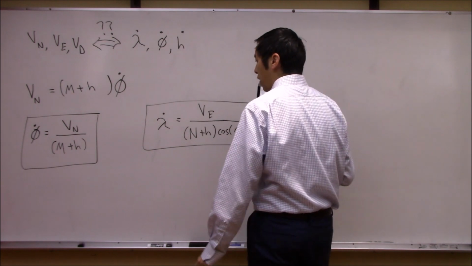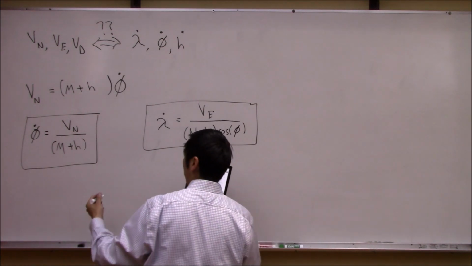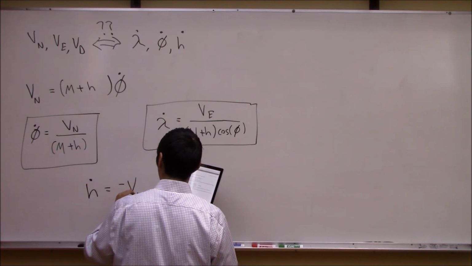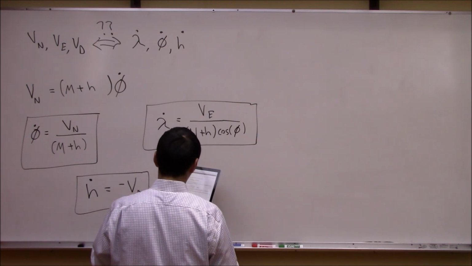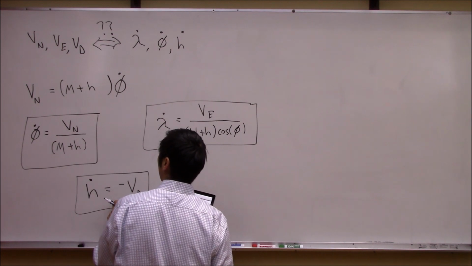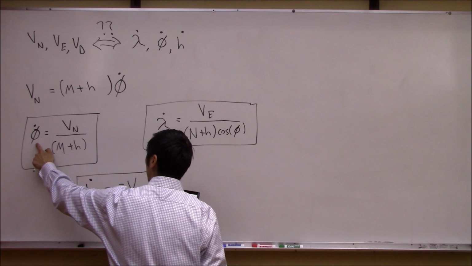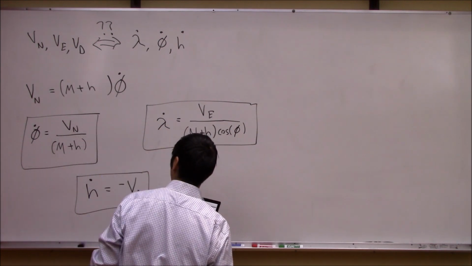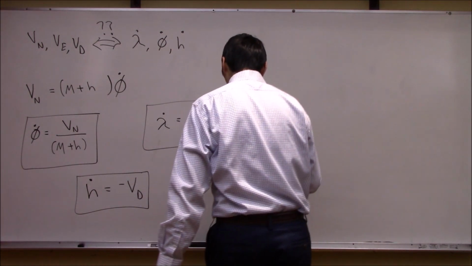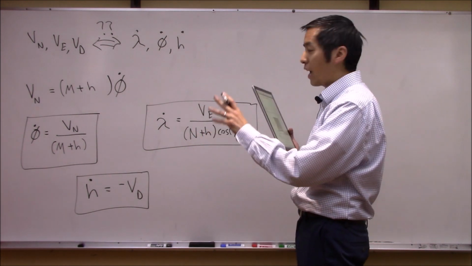And then the last thing we need to relate is velocity down and h dot. Well, that's pretty simple. Those are just negatives of each other. So h dot is just negative velocity down. So look at that. If you box this up, we basically have three relationships that tell us how the longitude, latitude, and altitude time rates of change are related to velocity north, east, and down.